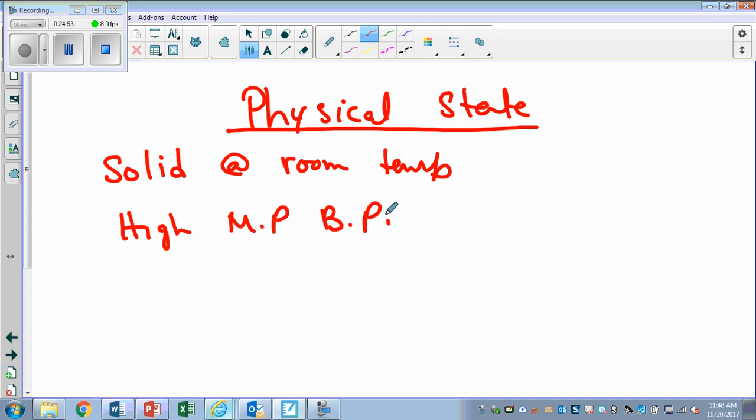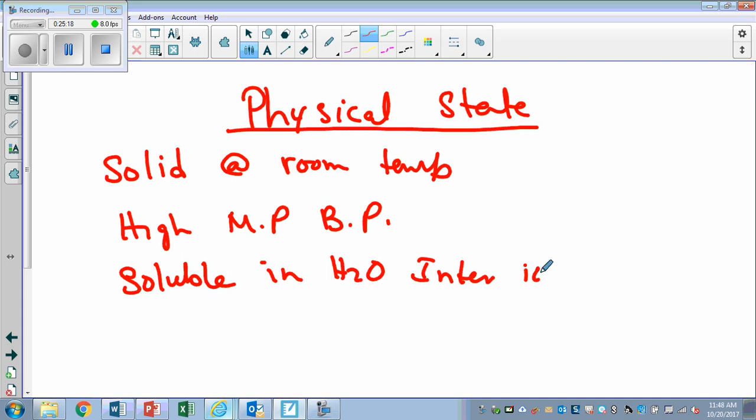And why, I will explain that in a second. They are soluble in water because water is polar. I will explain the chemistry of solubility in a few minutes. They have very strong interionic forces, which means ions are holding each other very tightly. Because of that, they are much less volatile.